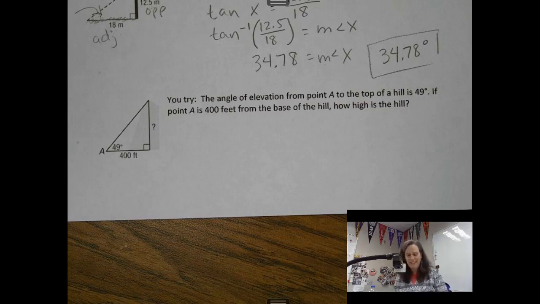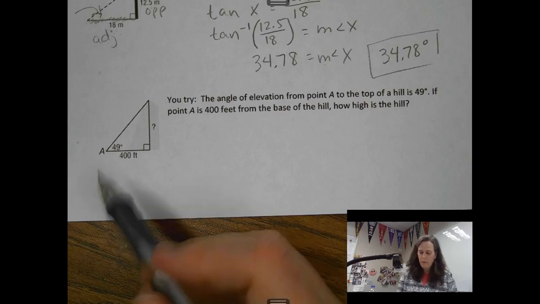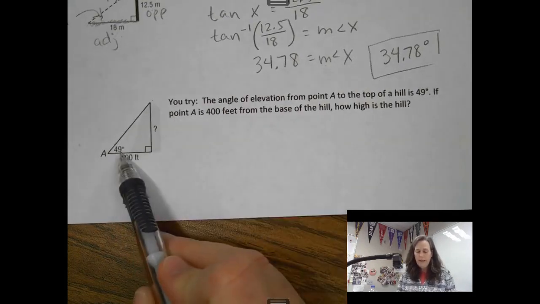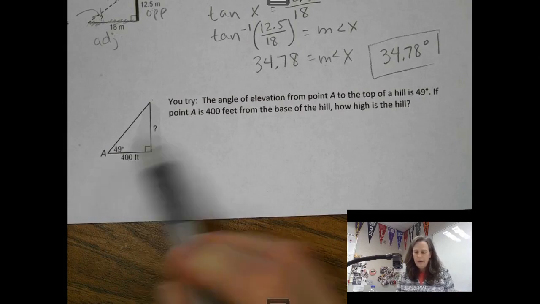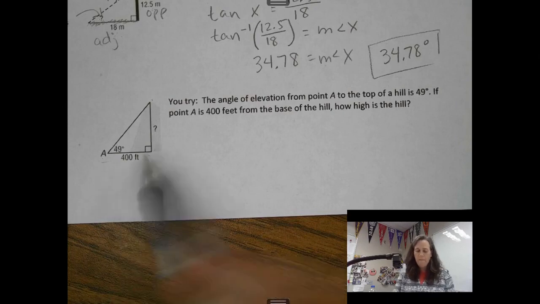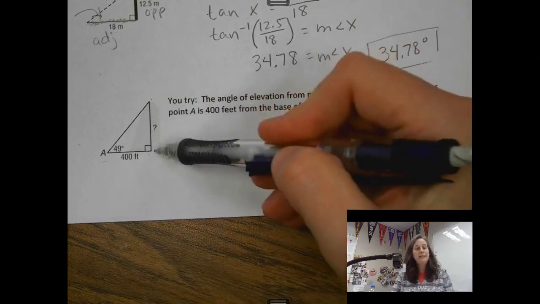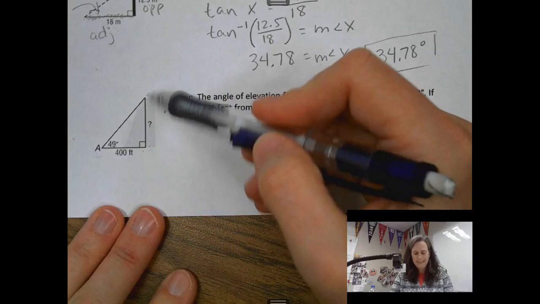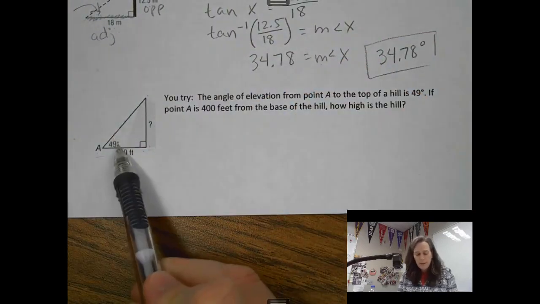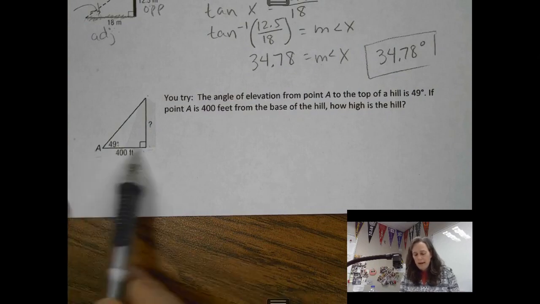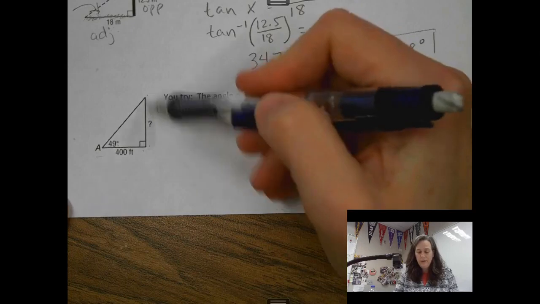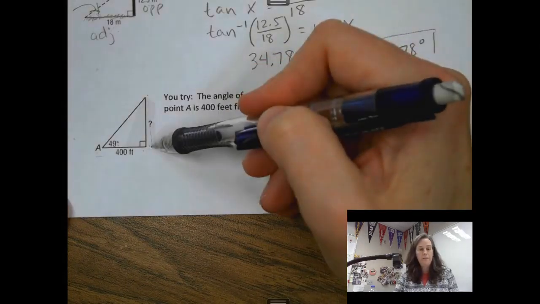All right, let's see. The angle of elevation from point A to the top of a hill is 49 degrees. If point A is 400 feet from the base of the hill, how high is the hill? I like these little pictures that they've given us because it's a little easier to understand the problem sometimes. So we know the angle of elevation. We know that the distance from the hill is 400 feet. What we don't know is the height of the hill.